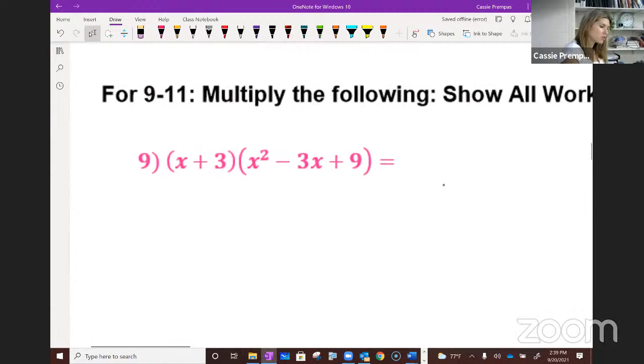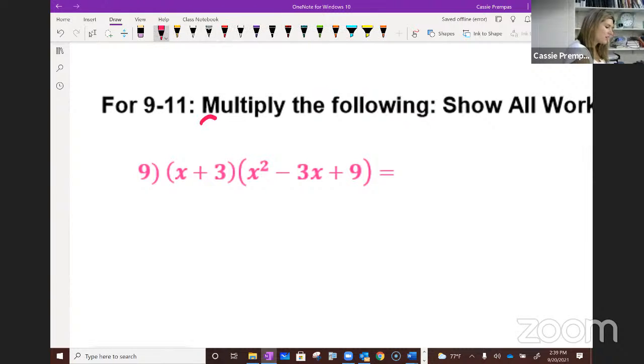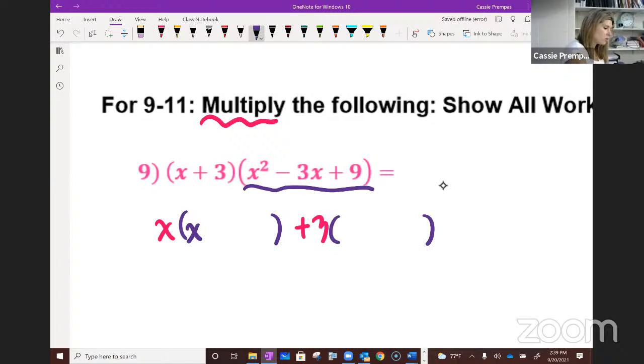Number 9, you're asked to multiply. We did that a lot in last night's homework or in Friday's notes last week. How do we multiply something like this? Good, distribute the x and distribute the +3. The method we used on Friday, if it was helpful to you, is to rewrite the trinomial twice, or you could distribute in your way as long as it always works out.